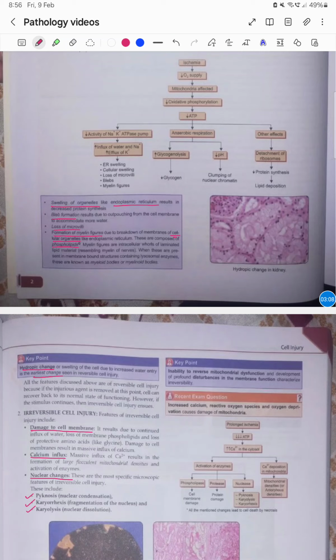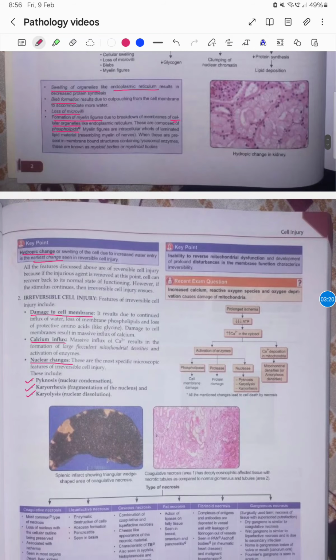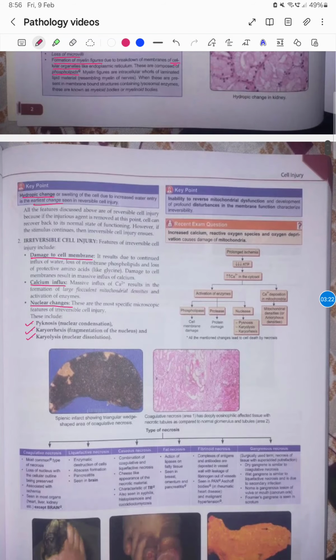Next, loss of microvilli, formation of myelin figures, and phospholipid degeneration of the cellular organelles. The types of changes that take place in reversible cell injury: hydropic change, that is the earliest change. Other changes are vesicular degeneration, degeneration of the blood vessel and the fatty changes.